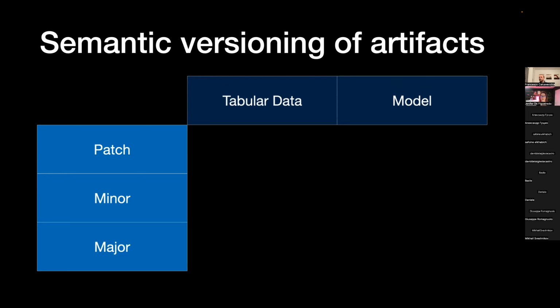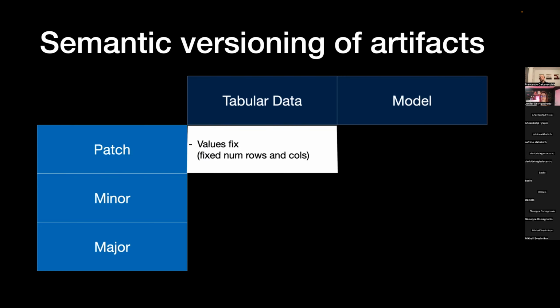So I would like to distinguish between tabular data, in case that's your artifact, or model. So what is a patch in tabular data? A patch in software means a fix, right? So functionality is exactly the same. There was something wrong, I fix it. So perhaps in tabular data, this means a values fix. So the table has the same shape, has the same schema, but maybe some values need to be fixed. And this is what a patch would be.